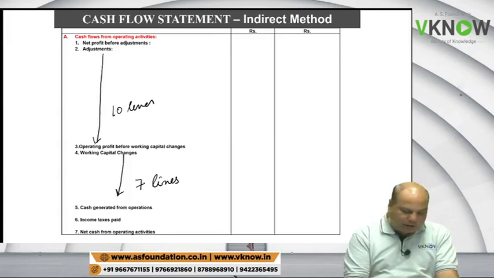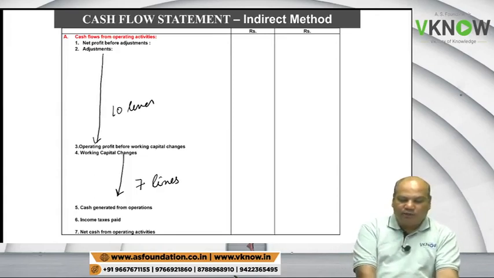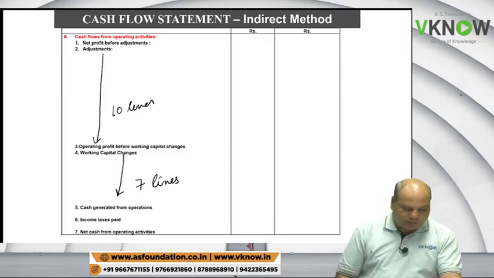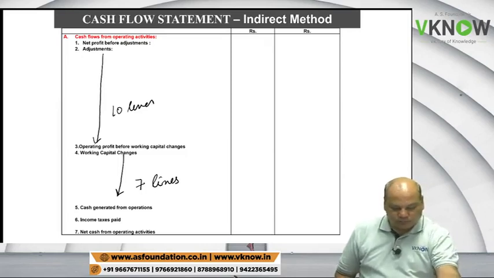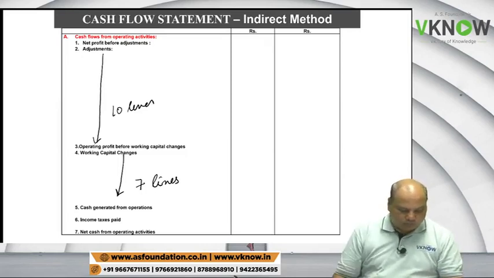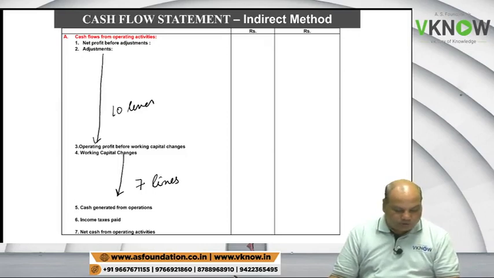Under that one, net profit before adjustment. Write fast. Net profit before adjustment. Point number two, adjustment. This is also indirect method because you cannot solve it under direct method. So you have to solve it under indirect method.